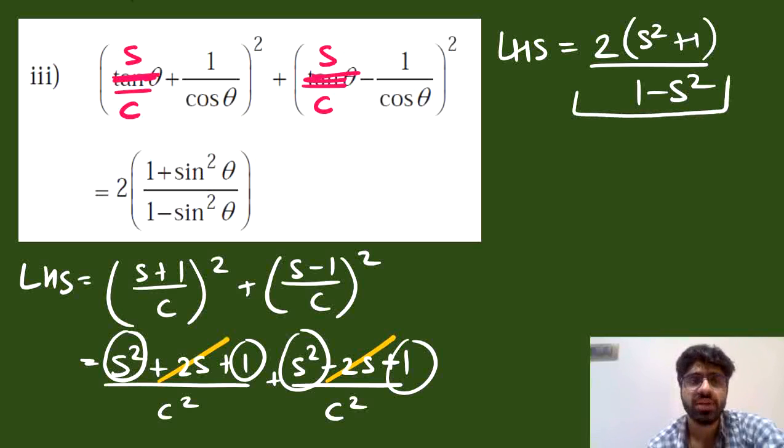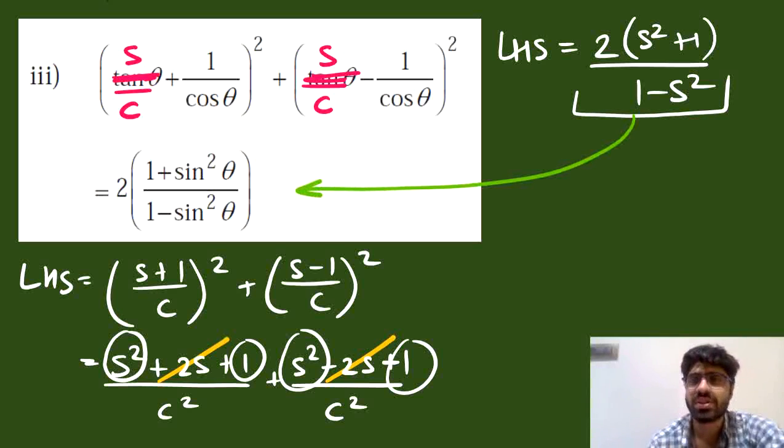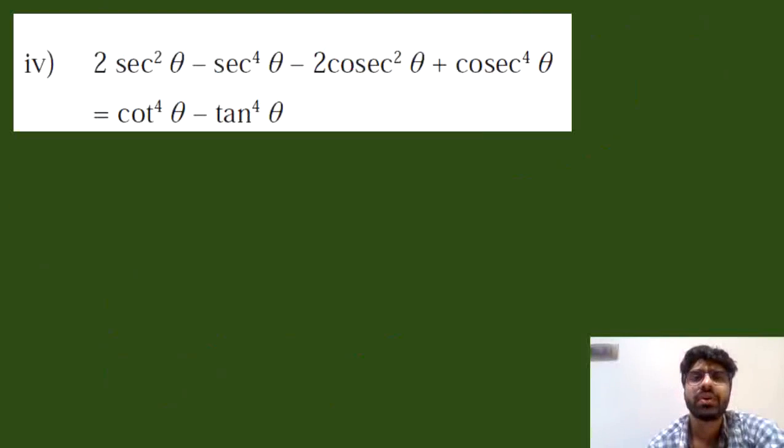So now that is ultimately what you had to prove. This is your right hand side. Just the numerator, which I have written as 2 into sin square theta plus 1, they have given it as 2 times 1 plus sin square theta. So ultimately this is the method by which you can prove the third result also. Third expression, okay, I'm not getting the right word for that, but that's how we are solving the third question. Let's go ahead with the fourth one.